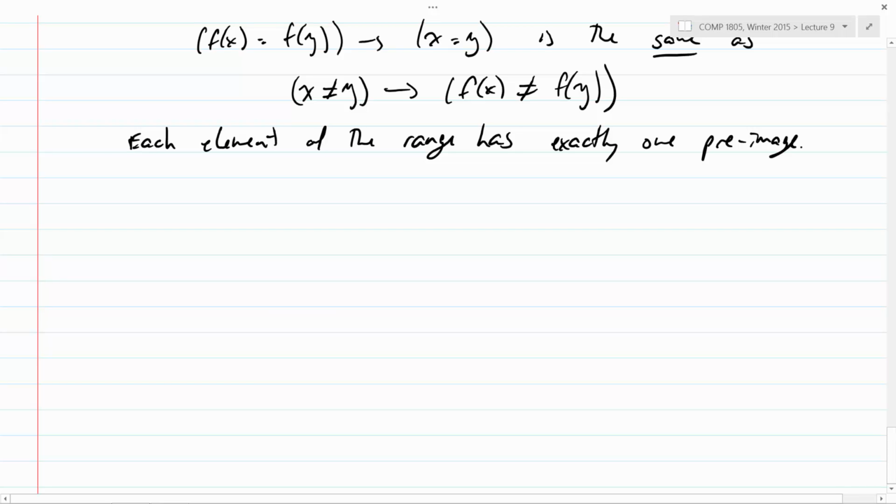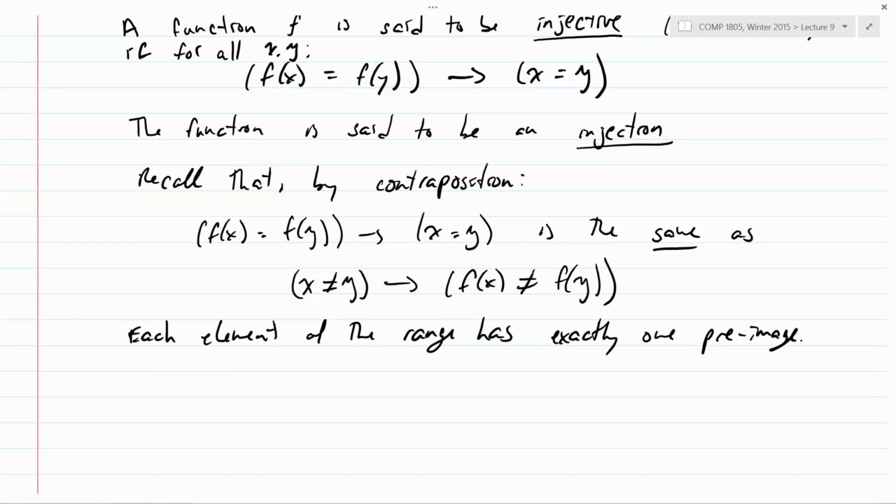Because if it had 0 preimages, what would that mean? It wouldn't be in the range. It would still be in the codomain, but it wouldn't be in the range. If it had 2 preimages, well then you would have a situation where f of x equals f of y and x and y were different. Okay? Is that clear? Question?